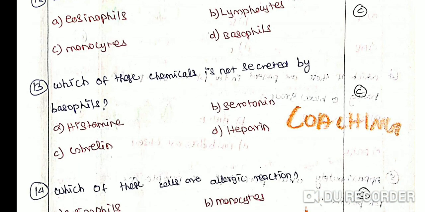Which of these chemicals is not secreted by basophils? Option A histamine, option B serotonin, option C ghrelin, option D heparin. The correct answer is option C, ghrelin. Basophils are a type of white blood cells or leukocytes. They constitute 0.1 to 1% of the total number of white blood cells. They participate in inflammatory reactions and secrete histamine, serotonin, and heparin.